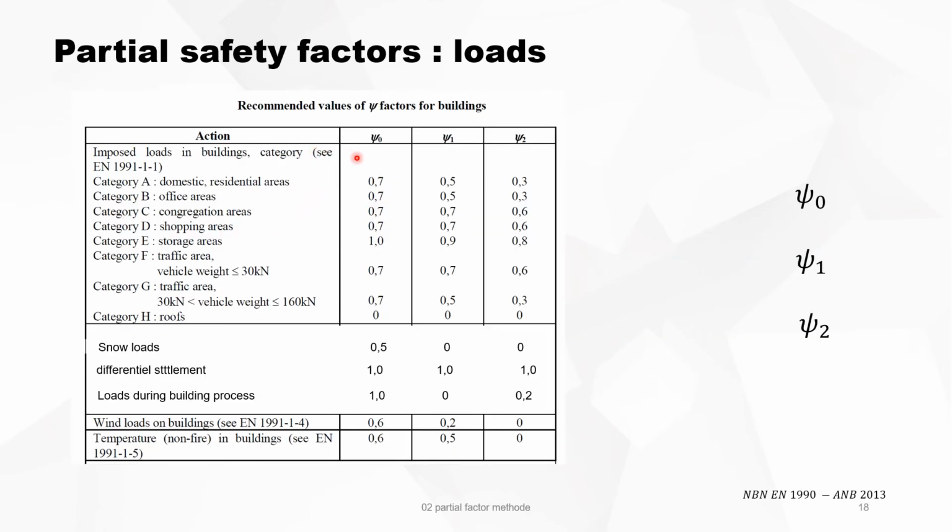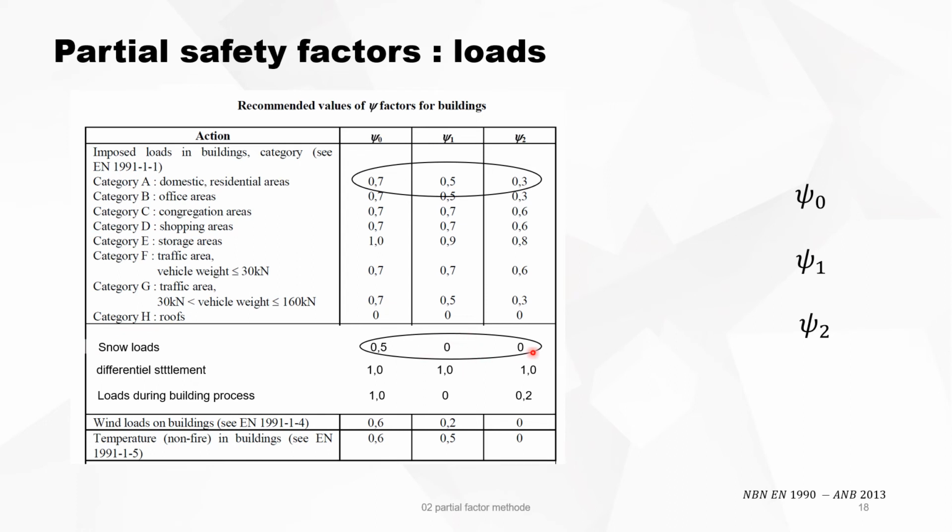Now we talk about the psi factors, psi0, psi1, and psi2. All actions are divided in different categories. And according to the category, you will have a different psi factor. For instance, for category A, which is domestic, the most common category, the combination value psi0 is 0.7, psi1, the frequent value, is 0.5, and the quasi-permanent value is 0.3. So 0.7, 0.5, 0.3.